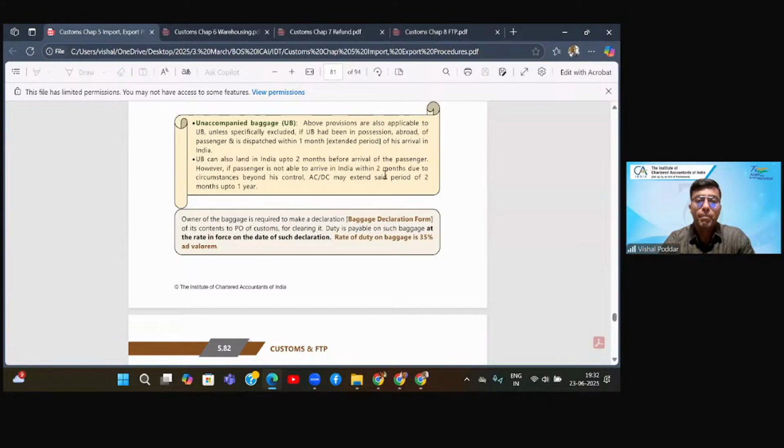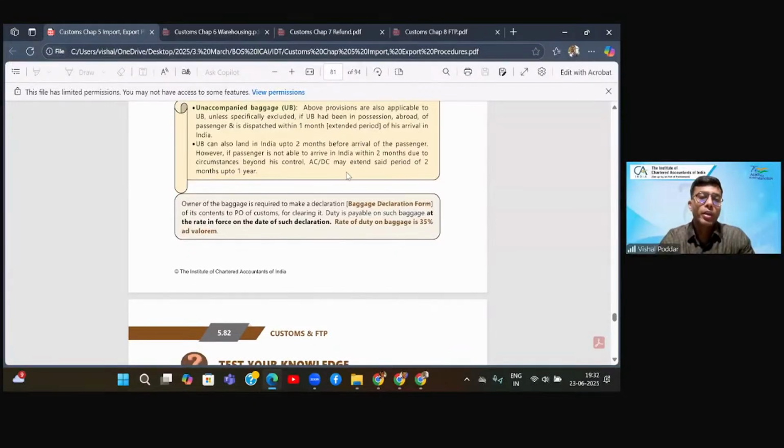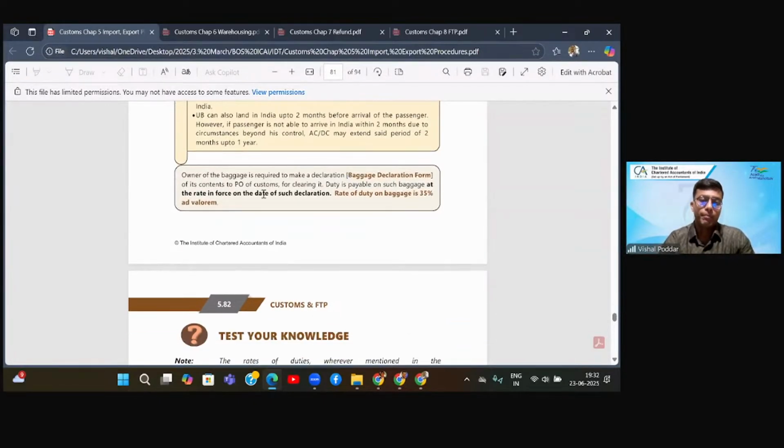Again, this 2 months may be extended due to circumstances beyond control up to a period of 1 year. Like, let us say there is some war. For example, today we are having a huge war-like situation. So earlier you had planned a travel. First you sent your baggage and you were supposed to travel after a 1 month gap. But suddenly this war broke out. There were many travel restrictions, or out of utmost caution you have cancelled your travel plans, but the baggage has already landed in that country. In such a case, this particular time of 2 months may be extended up to 1 year.